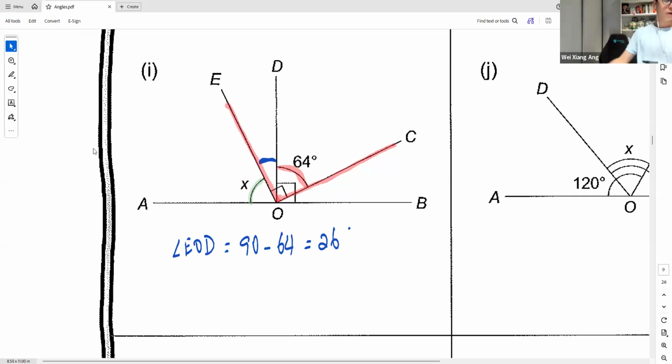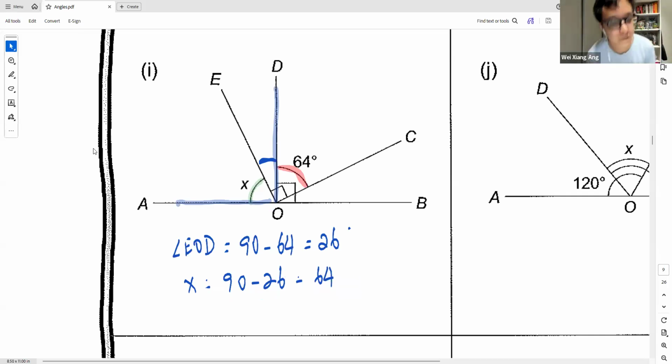Then you go back to your initial target. What's the initial target? I can take 90 degrees and subtract 26 to find x. So here x is 90 minus 26. This is 64 degrees. It's a coincidence that the angles are the same size.